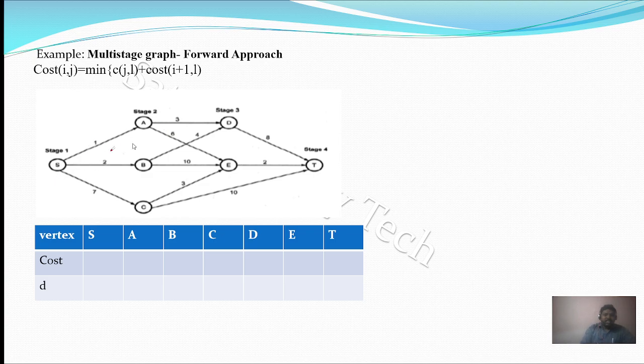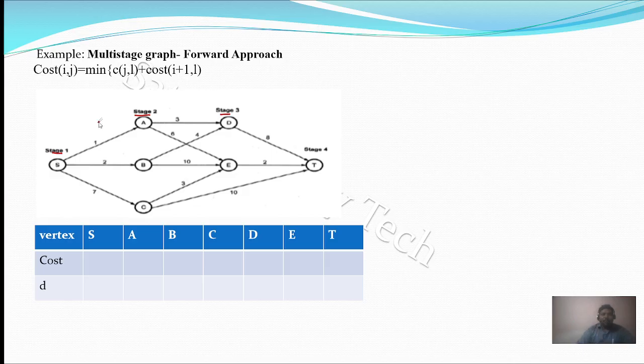So you can take this sequence of decisions. Any directed graph is first divided into a number of stages. Here stage 1 is the source vertex, with only one vertex. Stage 2 has 3 vertices and stage 3 has 2 vertices. The last stage, stage 4, has only one vertex, the sink T.